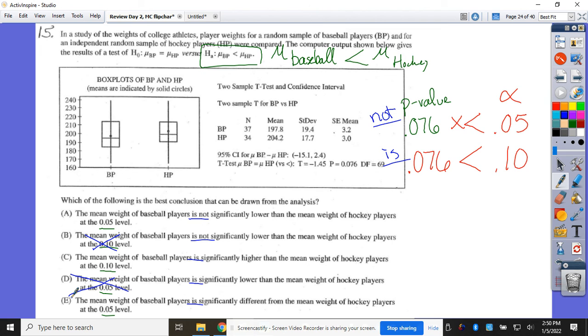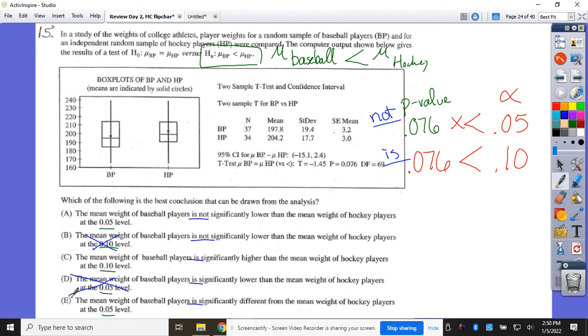So this one says the mean weight of baseball players is not significantly lower. Okay, I haven't looked at that yet. I'm trying to think of what that is. It does say it's a 95% confidence. Oh, we can do that. I don't have to, but that works. That might confuse some people. I mean, you're right, and yes, you could go through it that way, but I think some people might get confused by that. So the mean weight of baseball players is not significantly lower.